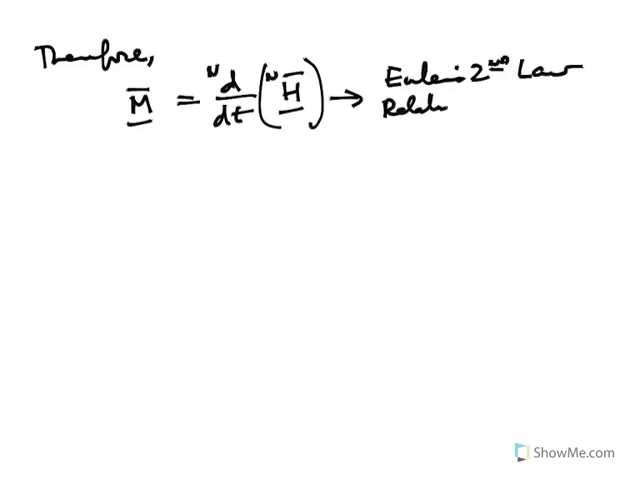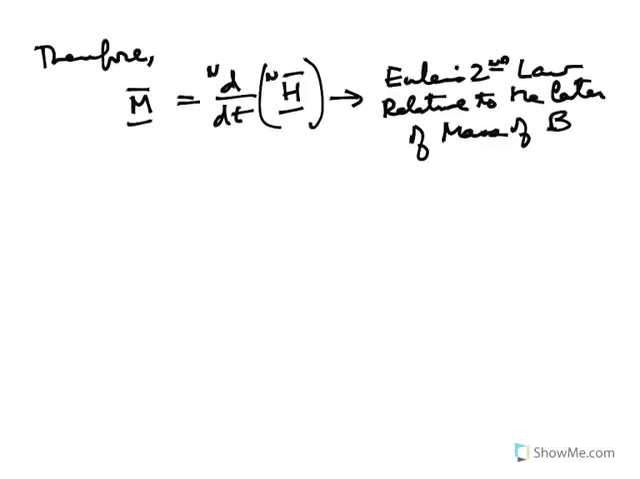Relative to the center of mass of the rigid body B. And you can see that it looks very similar to what the original statement is. The original statement is that the moment relative to an inertially fixed point is equal to the rate of change of the angular momentum relative to an inertially fixed point. So that's what you get for the center of mass.